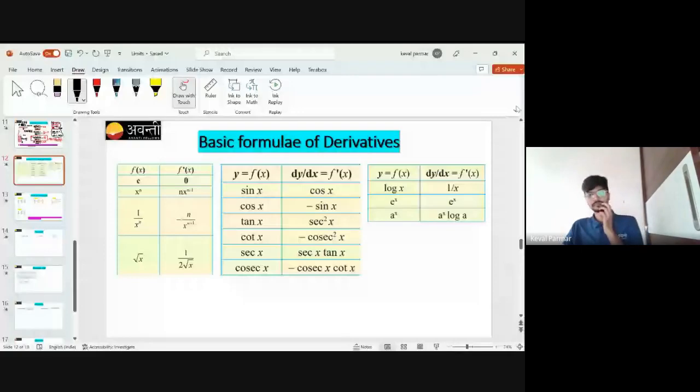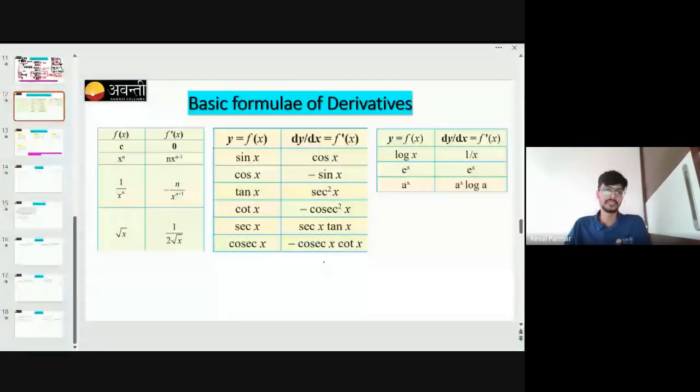For that, we should know what derivatives are. I hope you all have done derivatives, like in physics, the basic formulae. Don't worry, we'll also revise here. So let us start with the derivatives.